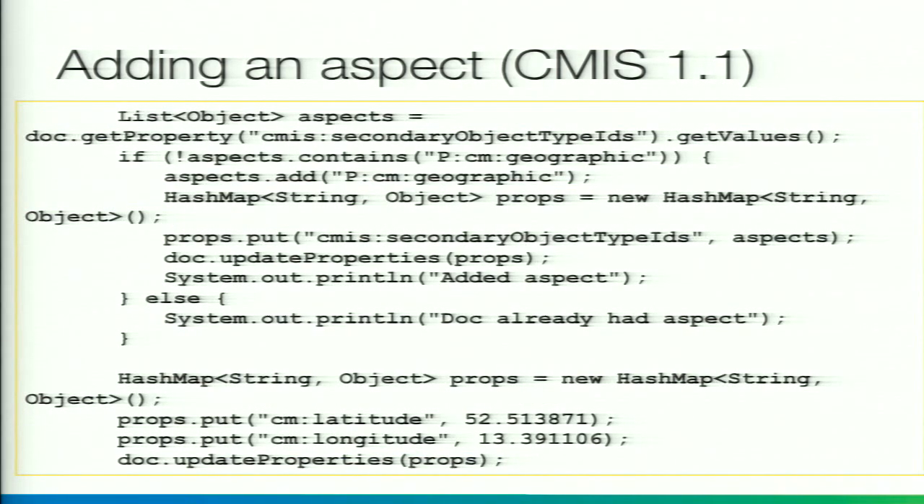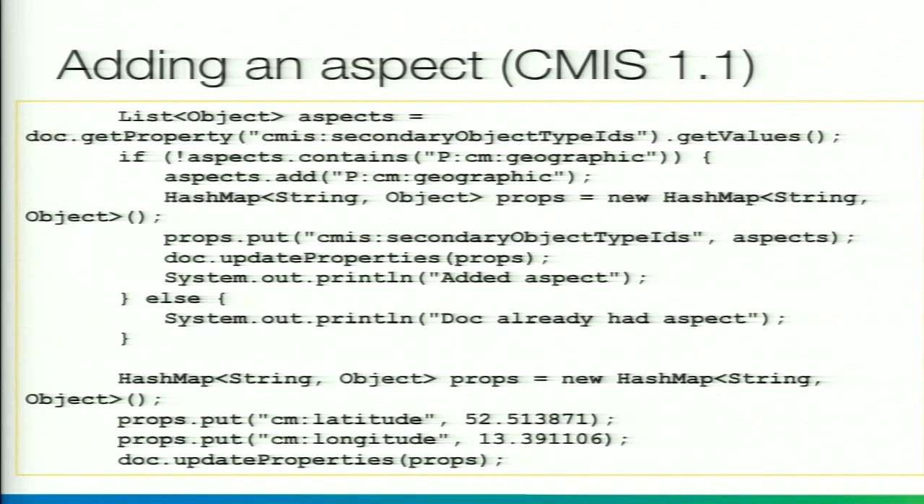Now, if you're using 4.2 or higher, then you can do it slightly differently, which is by grabbing this property, CMIS secondary object type IDs, and you can look in that array that comes back and find out if your type ID, your aspect ID, is in that list. If it's in the list, it has the aspect. If it's not in the list, you can add it. The way you add it is by just putting the name of the aspect into that hash map and then calling update properties. That's exactly how you would update any other multi-value property in CMIS. So it's kind of nice.